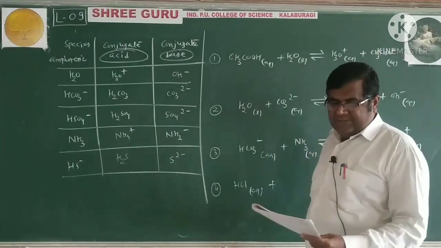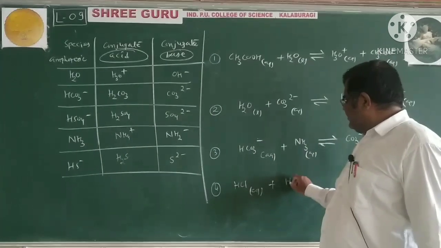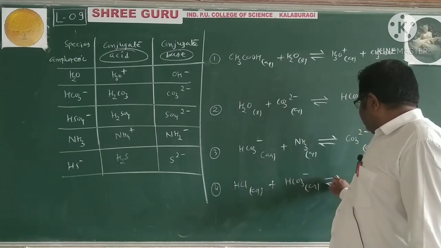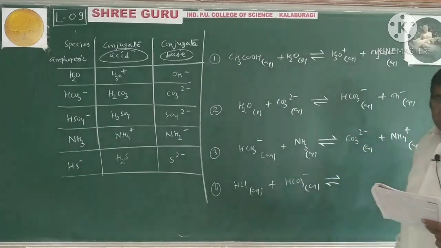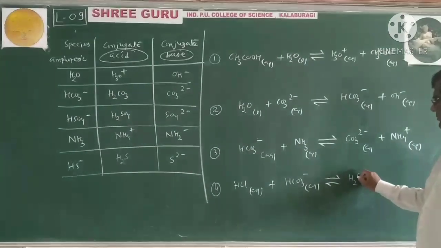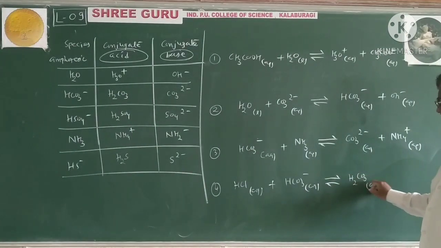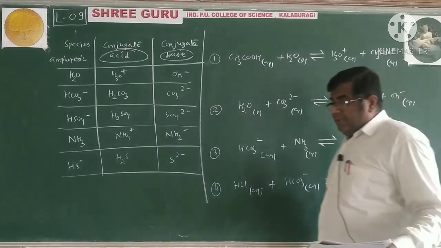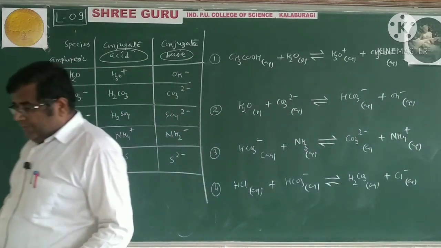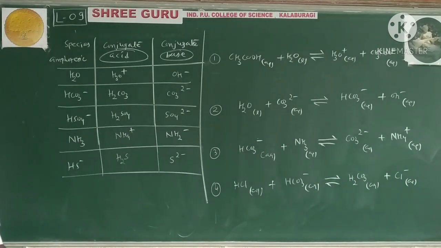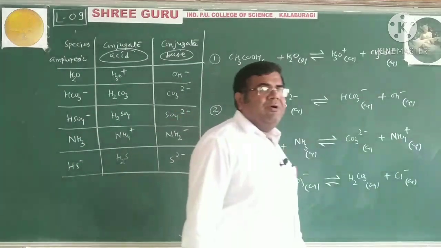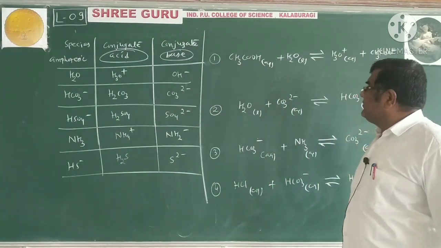HCl aqueous plus HCO3 negative aqueous gives H2CO3 aqueous plus Cl negative aqueous. So I have to identify which one is acid, which one is base: acid 1, base 1, acid 2 and base 2 out of this.